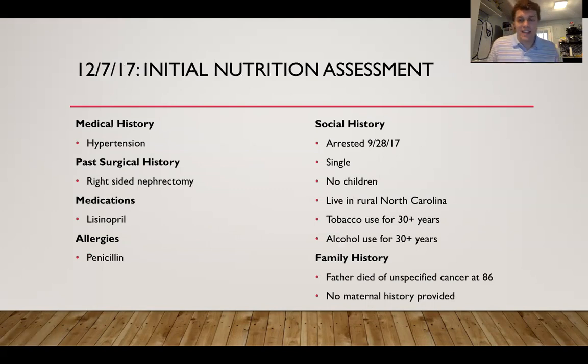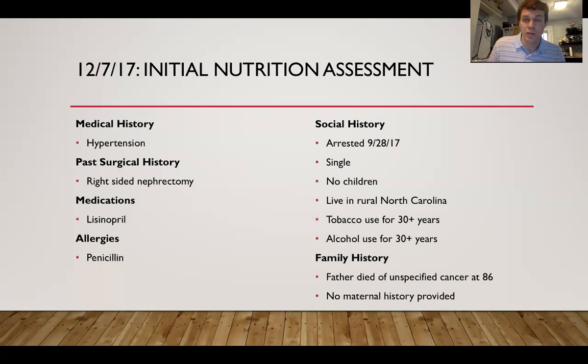So on the 7th, we received a phone call from the provider in 23-hour hold saying that Mr. C needed to see a dietitian. He was having a little bit of trouble eating. It was painful chewing and swallowing. He was having difficulty eating the regular diet, which includes fresh fruits and vegetables and whole meat. So we went to go see him.